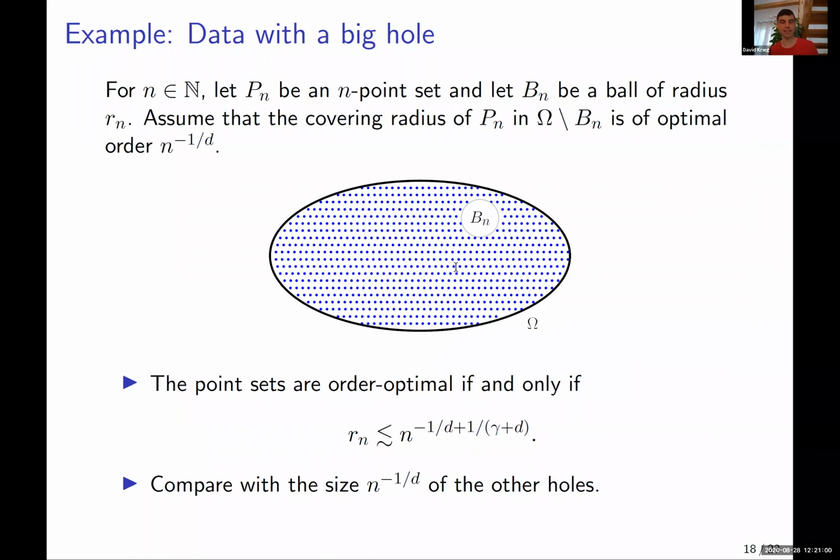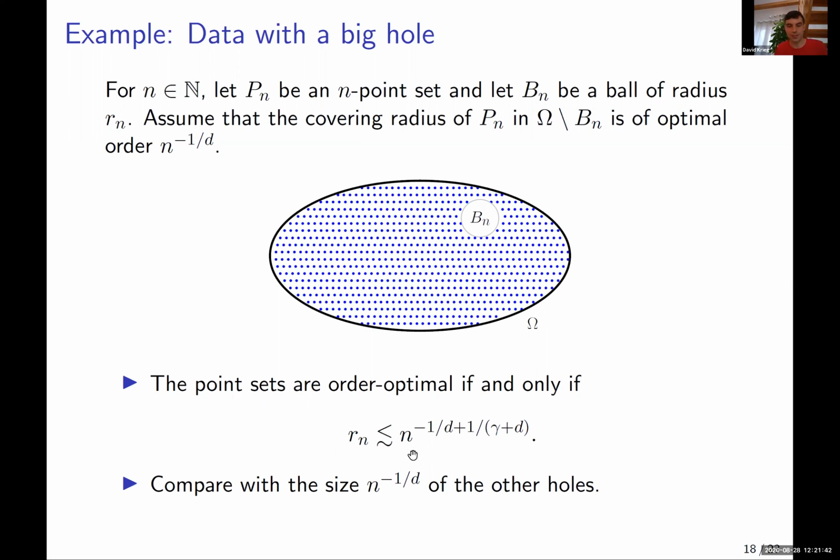The first example is if we have data points with one big hole. Maybe you have good data, but you lost some data in a certain area, and then we can examine how good this data is. So what do we have? We have some point set in the domain omega, which has the optimal covering radius up to some ball Bn of radius Rn, where you don't have any information about the function. Now the question is, how large is this hole allowed to be in order that you still have the optimal order of convergence for the point sets?